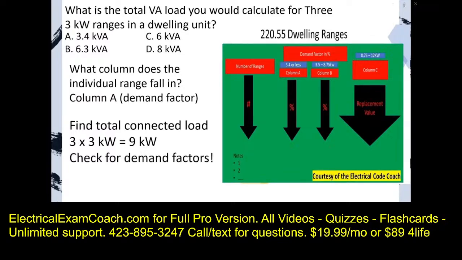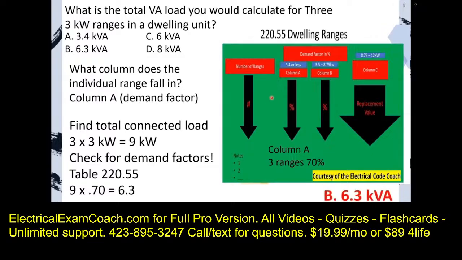Now we check for demand factors. We're going to start on the left-hand side of the table. We're going to find our number of ranges. Then we're going to come over and find our demand factor, and we find that the demand factor for 3 ranges in column A is 70%. Now, all we have to do is multiply. We take our 9 kW multiplied by our demand factor. That gives us our new reduced load, and we're going to select B.